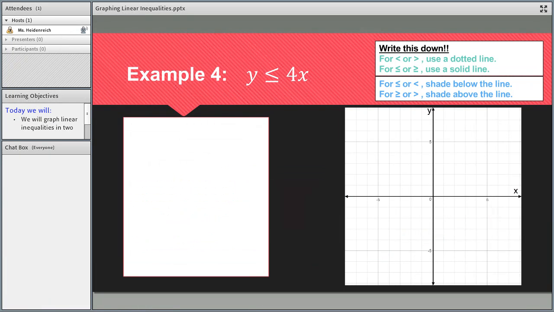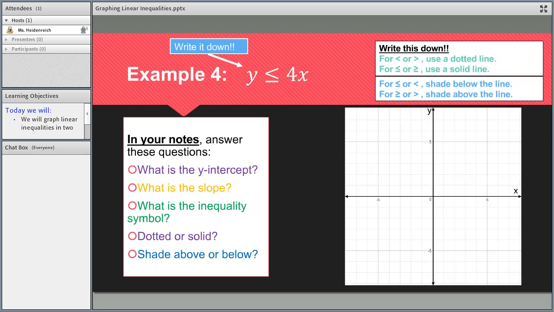All right, last example. We're dealing with a less than or equal to sign. So I'd like you to pause the recording one last time and answer these questions and actually graph the inequality. Make sure that your shading and your line is correct and that your slope is correct, your y-intercept is correct.